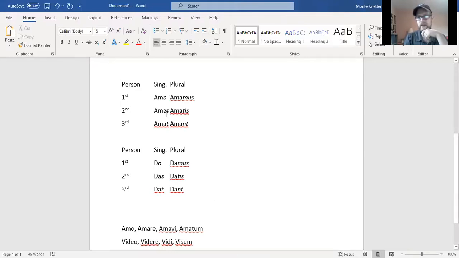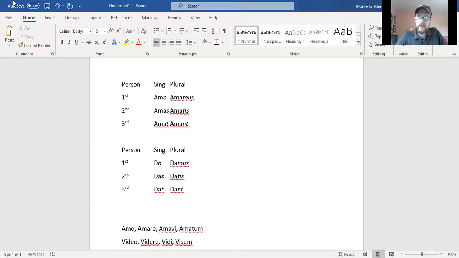And these different endings show a couple different things. They show the person, right? Is it first, second, or third person? First person is I or we. Second person is you or you all. Third person is he, she, it, or they. And then the number, right? Is it singular or plural? We're talking about one or many. And so we don't need to use pronouns in Latin like I love. We can just say amo. And the ending, that O, shows us who the pronoun is.